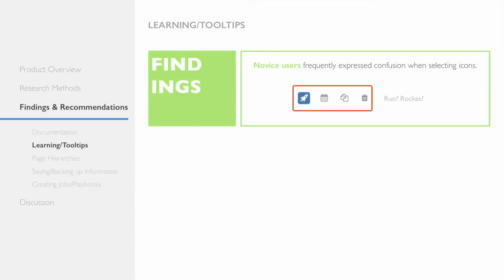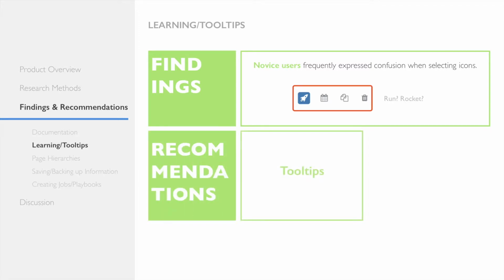Similarly, users, especially those new to the system, frequently expressed confusion when selecting icons. Users could typically infer that the rocket-shaped Run button did what they wanted it to, but most were still unsettled by the amount of guesswork that went into using AWX. In real life, they told us, they would not be comfortable taking those kinds of risks.